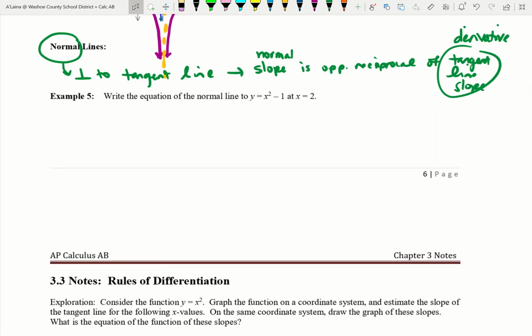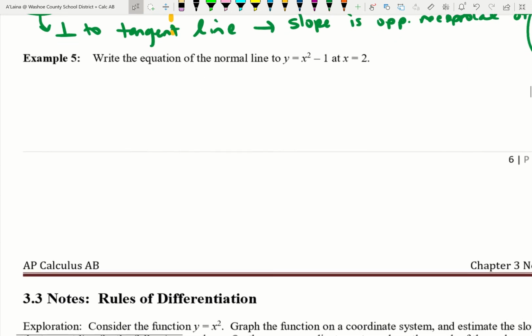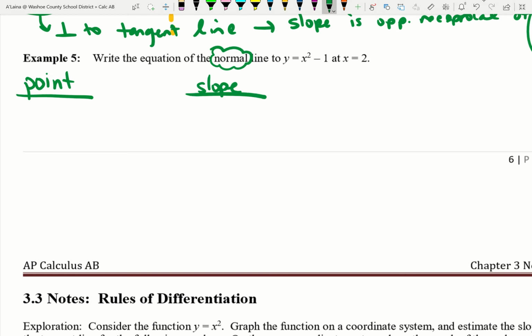In a previous video, we actually did example 5 with a tangent line. Now we're using a normal line. Well, we're still writing an equation of a line, and when you write an equation of a line, you need a point and you need a slope. So to find the point, the ordered pair, they already gave me the input here of 2. I just have to find the output. To find the output, use the original function and substitute in the input, and you'll find out that the output is 3.